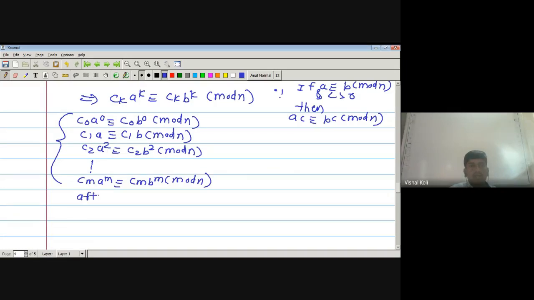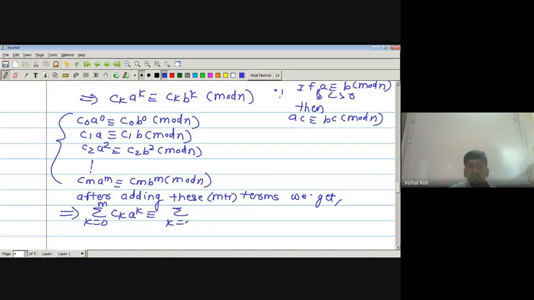After adding these m plus 1 terms, we get, since again there is one property, if A is congruent to B modulo n and C is congruent to D modulo n, then A plus C is congruent to B plus D modulo n. Therefore we can add these terms. Then after adding we get summation k running from 0 to m ck a to the power k is congruent to summation k running from 0 to m ck b to the power k modulo n.